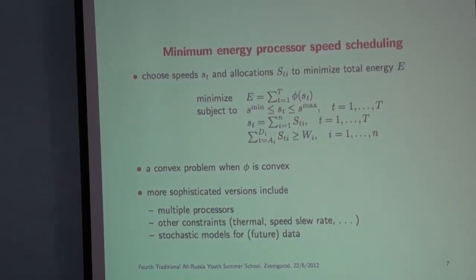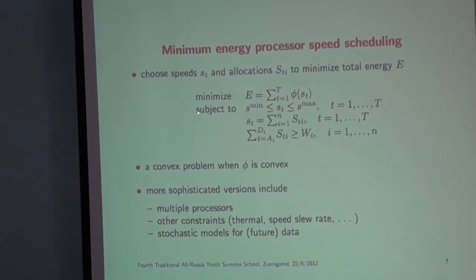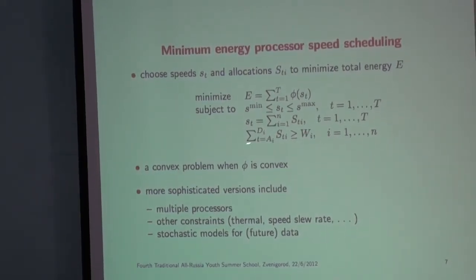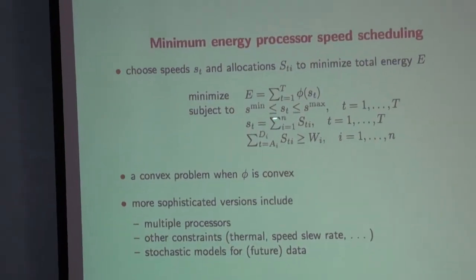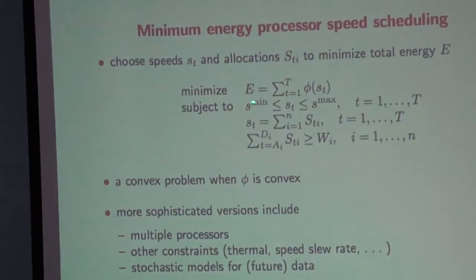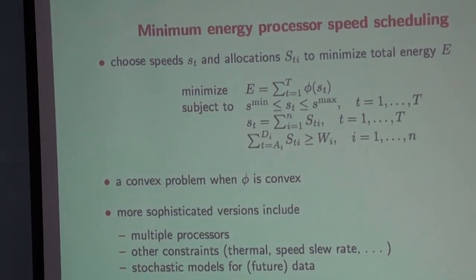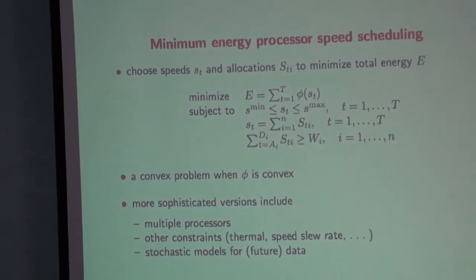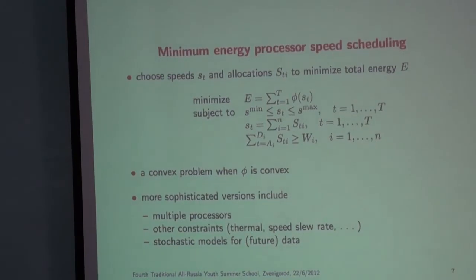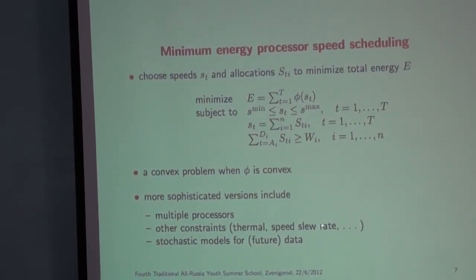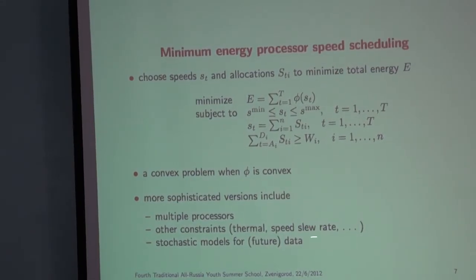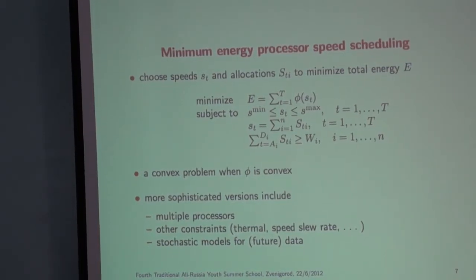So minimum energy processor speed scheduling is this. You choose the speeds and the allocations. This is to get all the work done, this is to respect the minimum and maximum, and that's to minimize the energy, right? And that's a convex problem. And you can imagine all sorts of things here. You could have multiple processors, you could have thermal constraints and speed slew rates, and you can also imagine a case where you don't know the data. This is the data that tells you how much work you have to do, and when it's available.